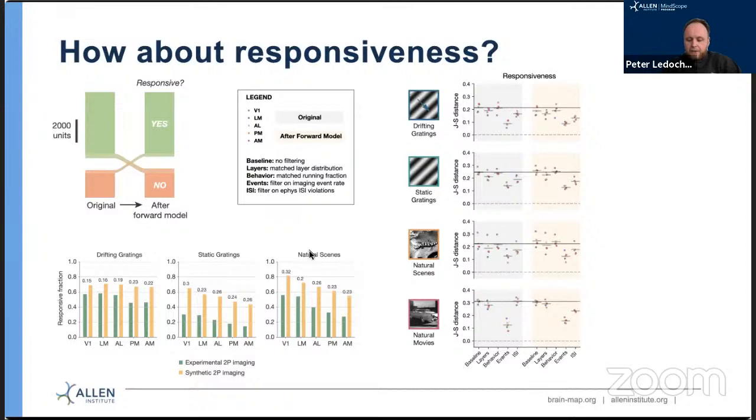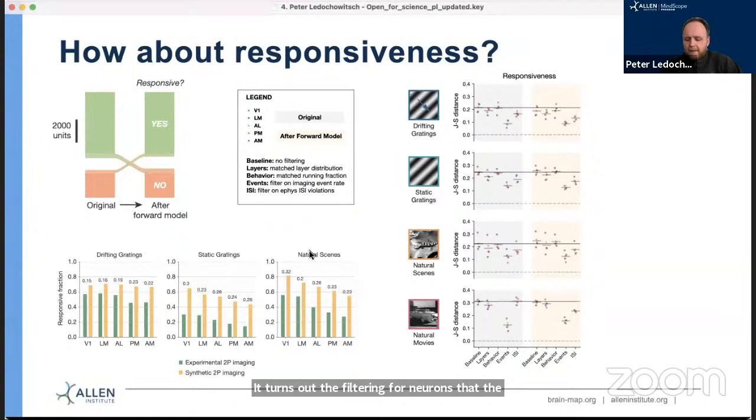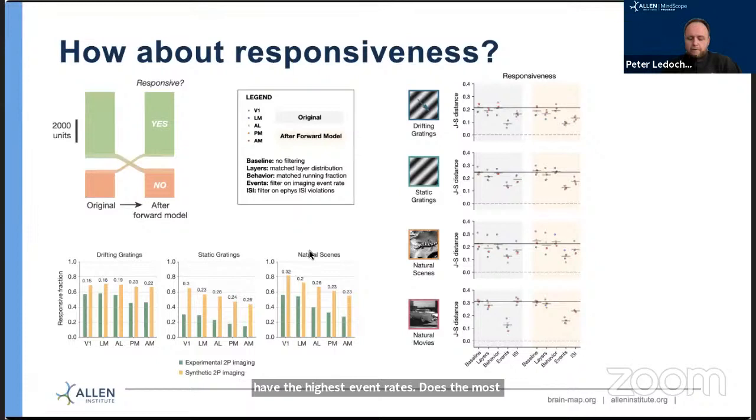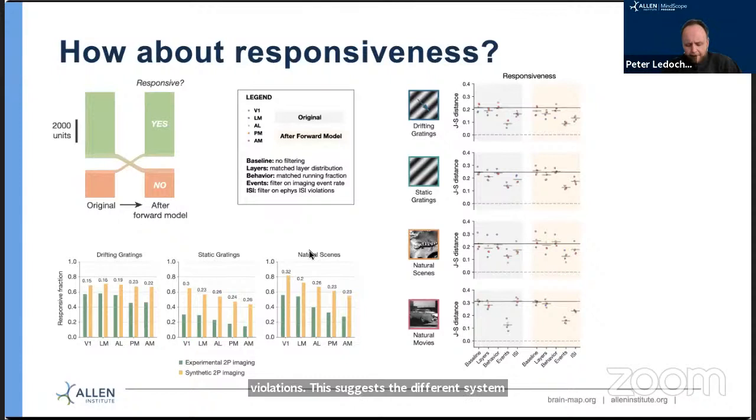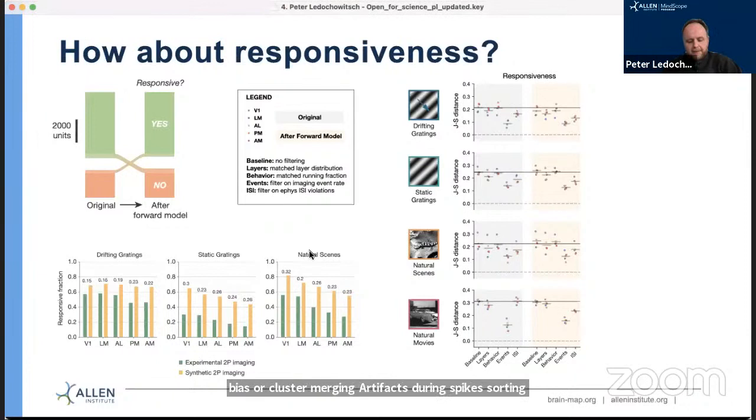It turns out that filtering for neurons in the two-photon dataset that have the highest event rates does the most to improve the responsiveness distribution match across modalities, followed closely by subselection of EFIS units for minimal spike clustering contamination as quantified via interspike interval violations. This suggests that differences in responsiveness more likely reflect neuronal sampling bias or cluster merging artifacts during spike sorting rather than flaws in the event detection from fluorescence time series.